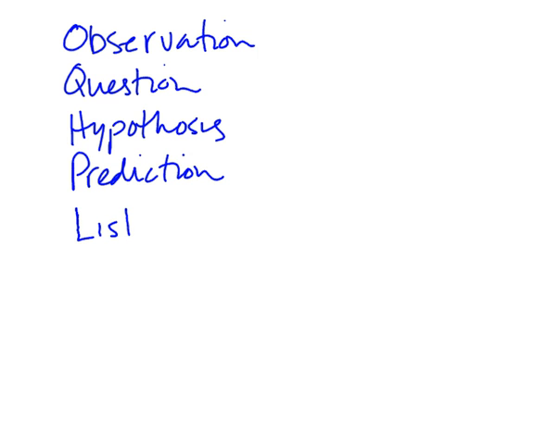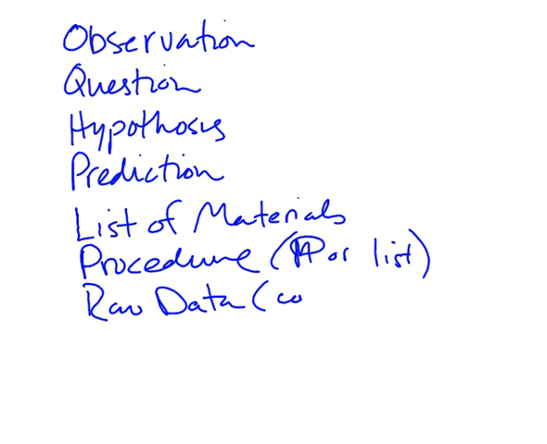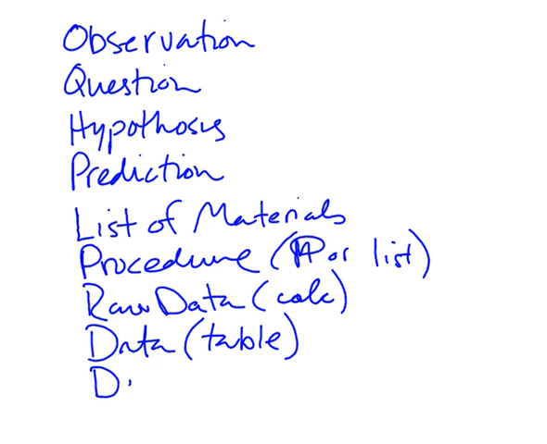you would have your list of materials, and then you would have your procedure, which can either be a paragraph or a list. It's up to you. And then you have your raw data, which are calculations. Okay? Raw data. And then you have your regular data, which is the finished product in a table. You have your data analysis, which we'll talk about more next, because that's a big deal right here. And then your conclusion.